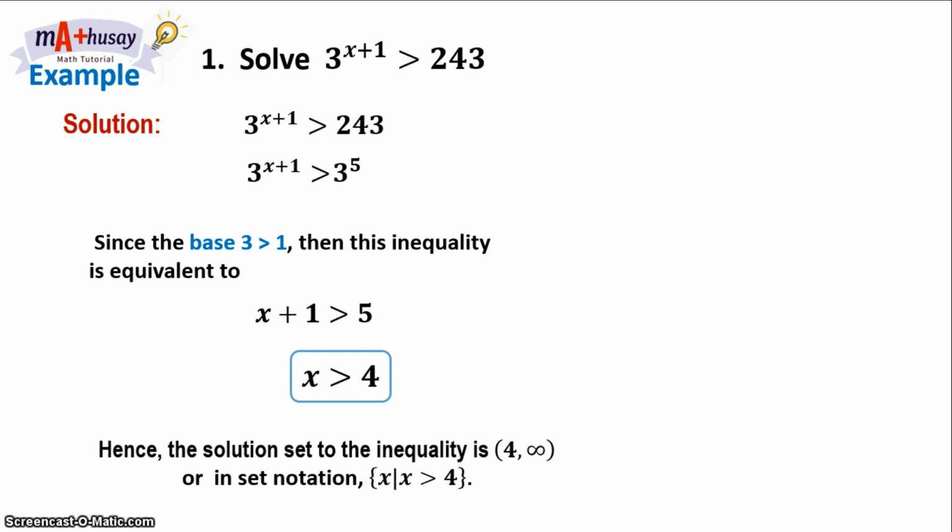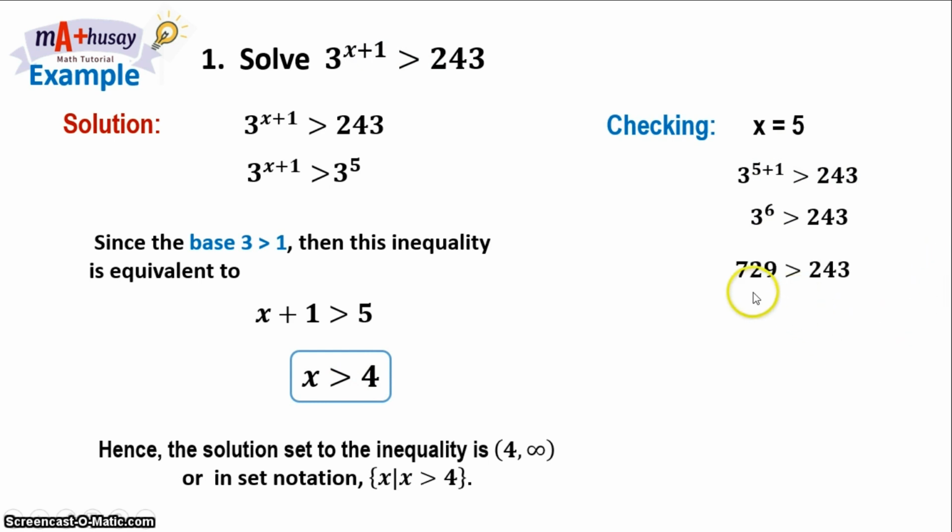So, to check whether your answer is correct, so, ano ba yung mga number na mas malaki sa 4? So, we take x equals 5. So, we try to plug this one in our inequality. So, 3 raised to 5 plus 1 greater than 243. So, 3 raised to 6 greater than ba siya sa 243? So, we check that it's 729 greater than 243, which is correct. So, ibig sabihin, lahat ng numbers na malaki sa positive 4 ay set ng solution. Klaro?